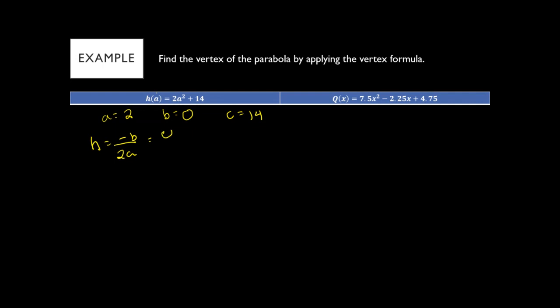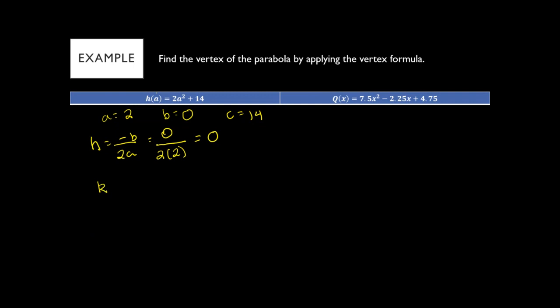So b is 0, and we'd have negative 0, which is still 0. And then 2a, and a is 2, so that's going to be 2 times 2. So just as a good arithmetic practice here, what does h equal when you do this math? You can go ahead and type it into the chat. Zero. So 0 divided by anything is 0. So h is going to be 0.